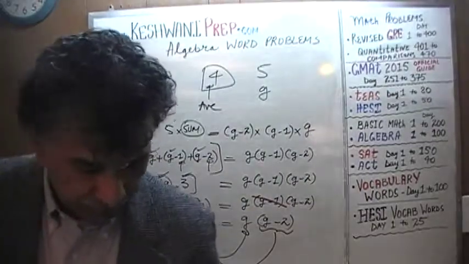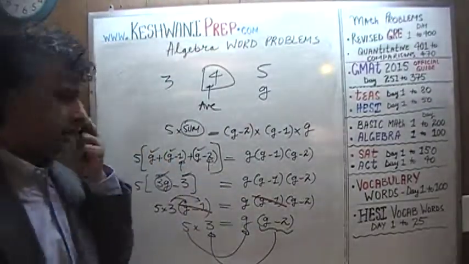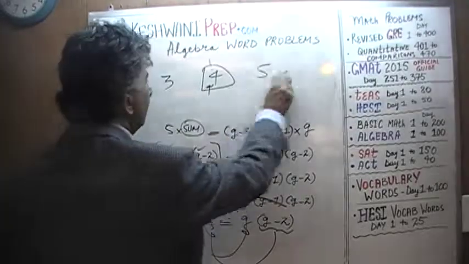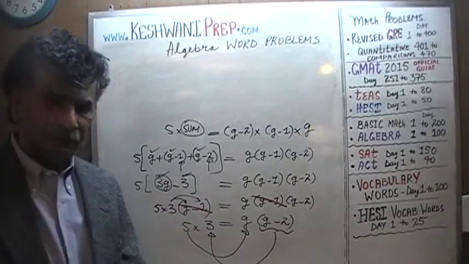Let's do the next one, shall we? Number 90. Oh, I shouldn't have erased the problem. Damn it, I erased the problem. Let's do 90. I have to rewrite the whole thing because number 90 is very similar.